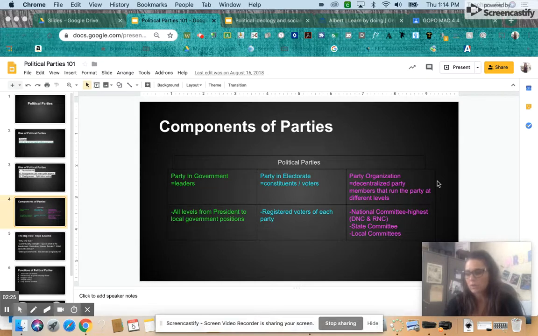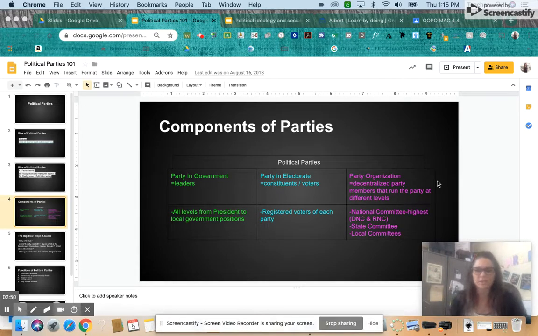Then you have the congressional campaign committees for House seats, right? And then the Senate campaign committee that deals with helping and supporting people in their party that want to get in the Senate. There are also state committees and local committees, and so all of these are different components that are kind of under that umbrella organization that I was talking about today.